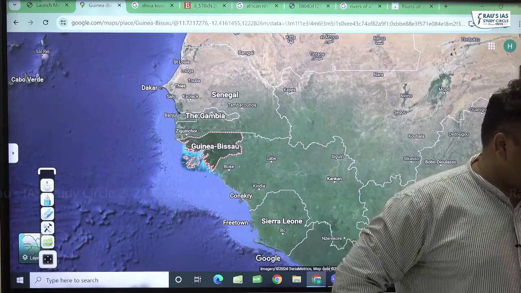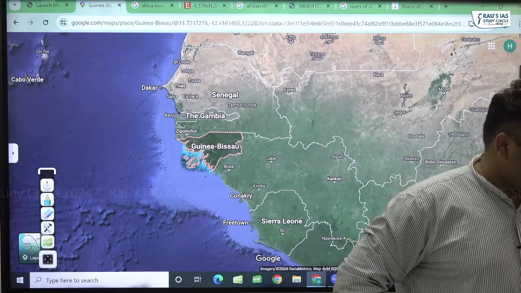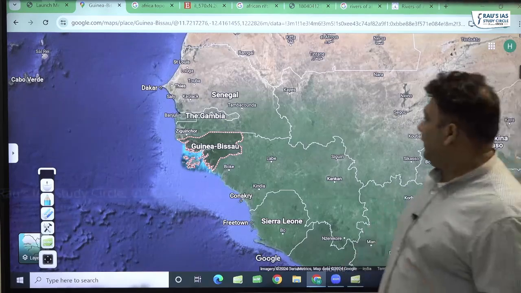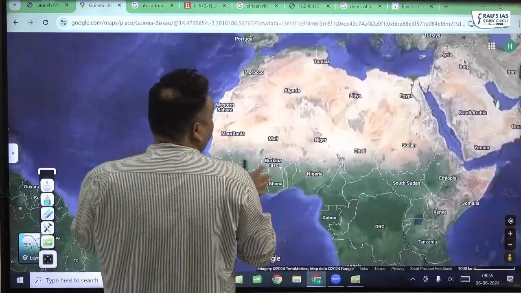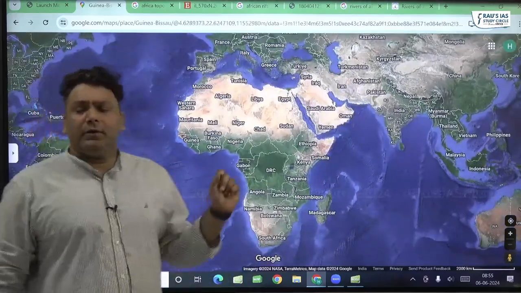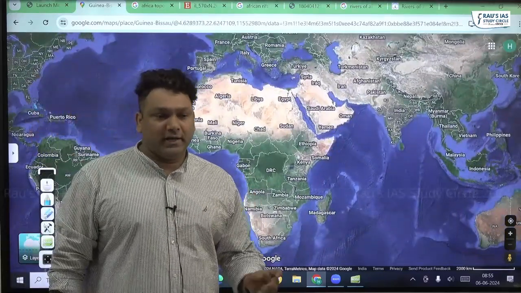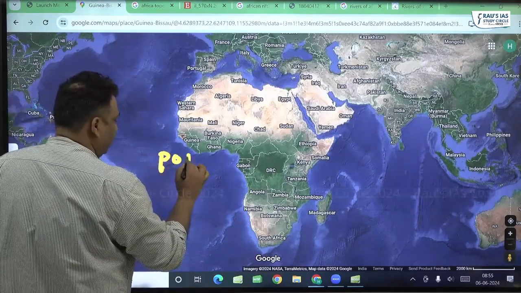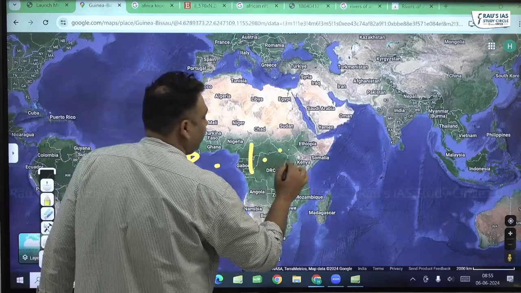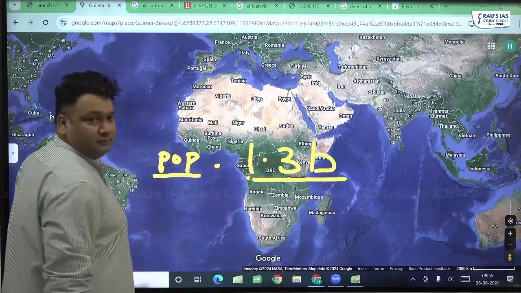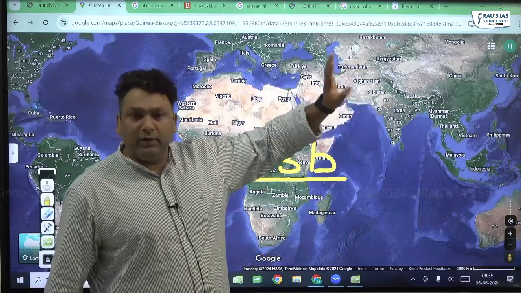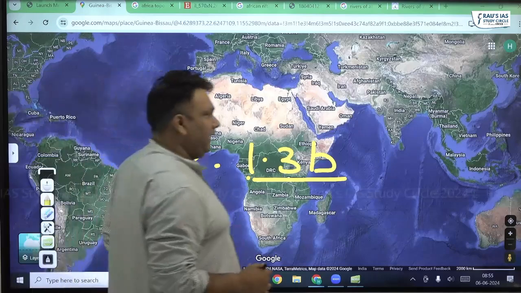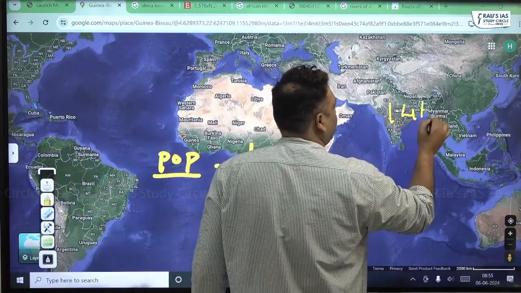Now, this is the physical geography part. Now let's see what the human geography part is. Why should India have good ties with Africa, and why can we not scramble for Africa the way China is doing? Africa has a population of around 1.3 billion, almost equal to India. India has about 1.4 billion.